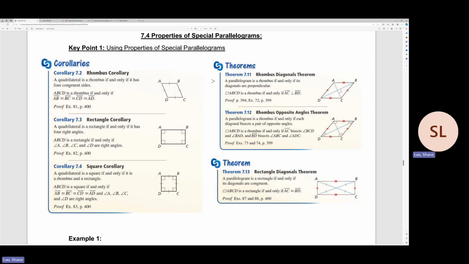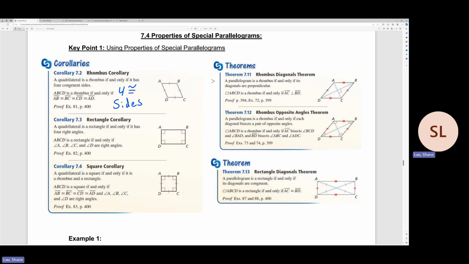And so for today, what we're starting off with is our corollaries and theorems. The first corollary we're going to talk about is the rhombus corollary, and just to abbreviate things, because we should already have that flow chart available for us, is that we should have 4 congruent sides. That's the main thing we're going to get out of that one.